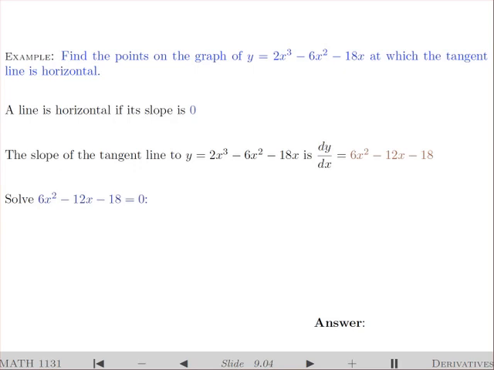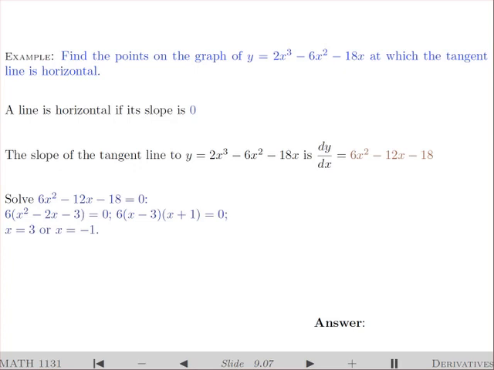Since it's a quadratic, I can solve by factoring. I'm going to factor out the 6. That gives me the other factor as x squared minus 2x minus 3. And x squared minus 2x minus 3 factors as x minus 3 times x plus 1. So it's 0 when x is 3 or x is negative 1.